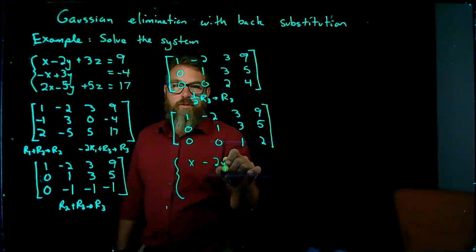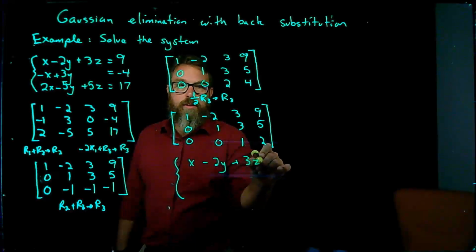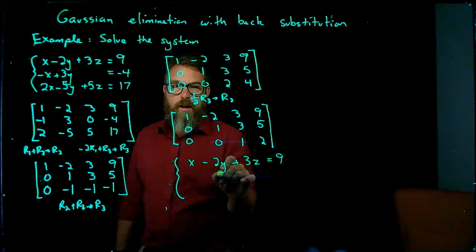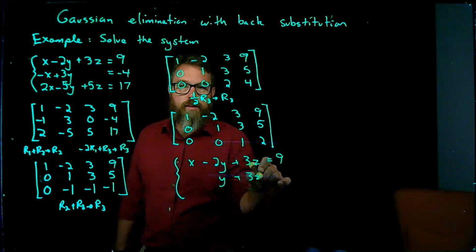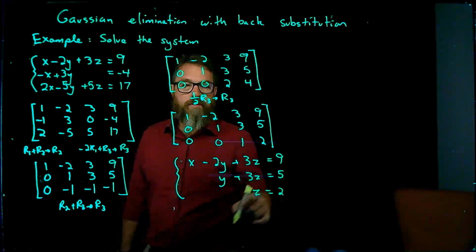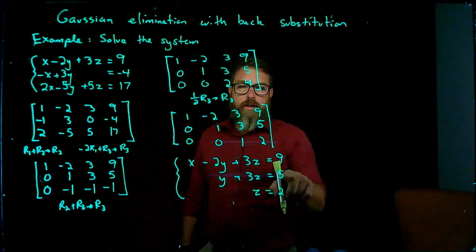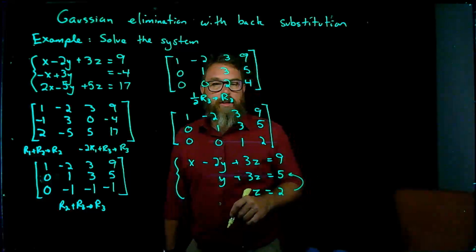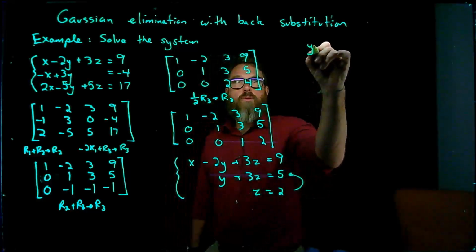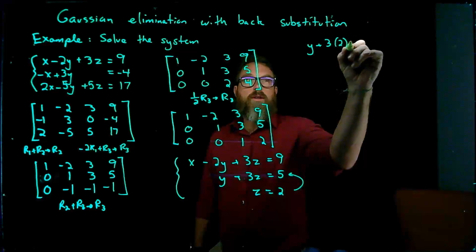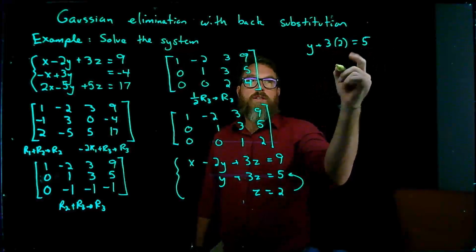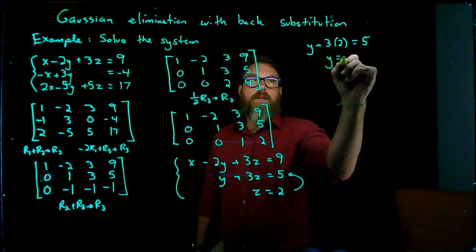x minus 2y plus 3z equals 9. This is y plus 3z is equal to 5. And this just says z is equal to 2. Now, since I know z is equal to 2, I can substitute back into this equation and then go ahead and find my y. So y plus 3, well, z is 2, is equal to 5. So subtracting 6 from 5, y is going to be -1.